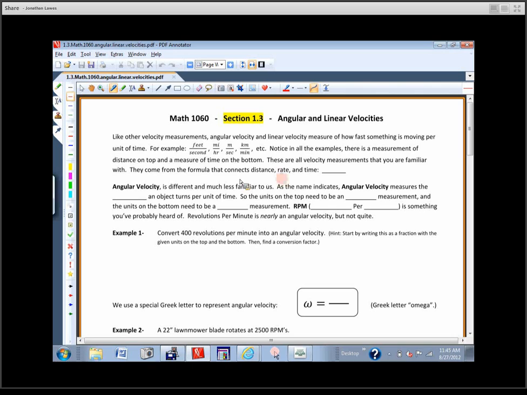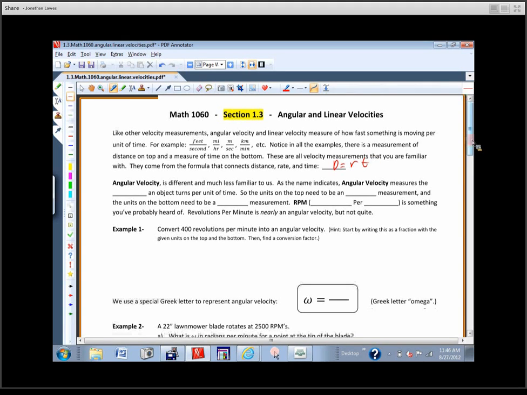They come from the formula that connects distance, rate, and time. And what is that formula? Okay, so distance equals rate times time. And we can take that and tweak it however we want. If we want to solve for time or we want to solve for the rate, we can do that.